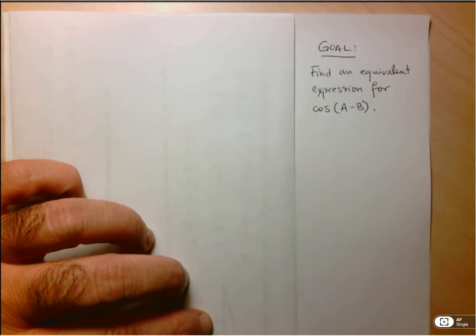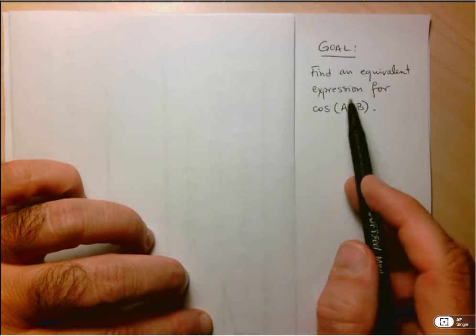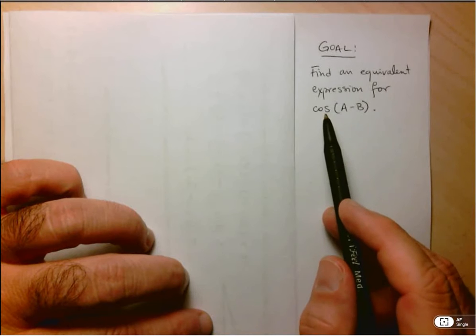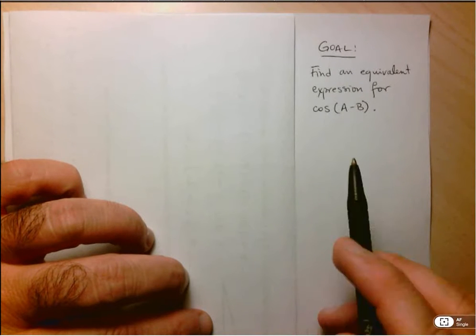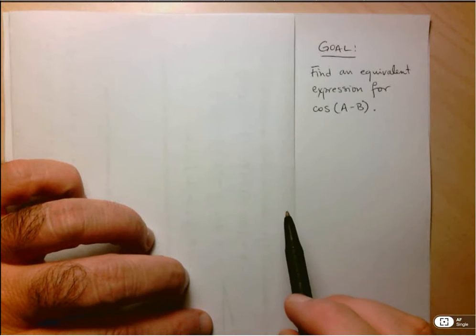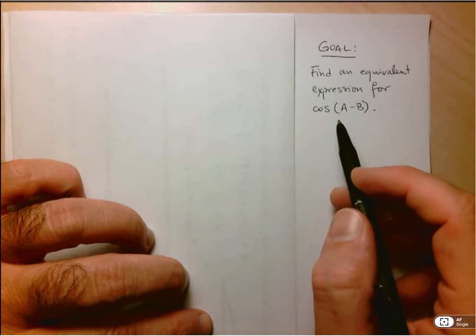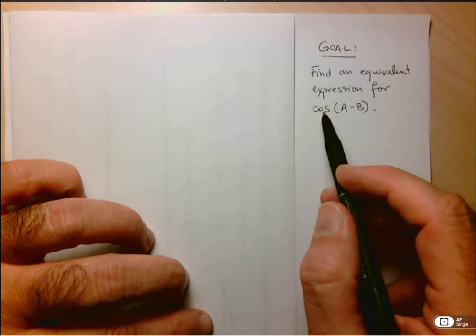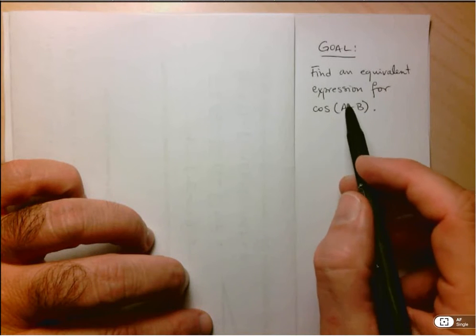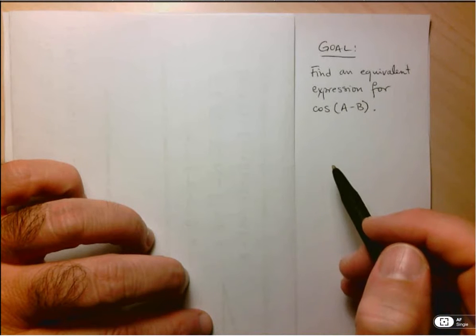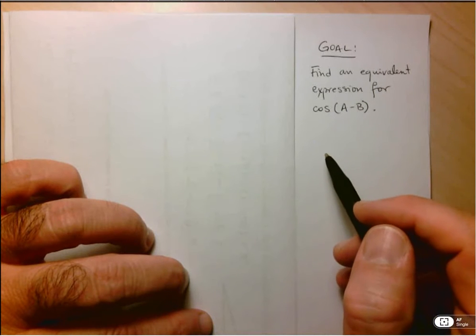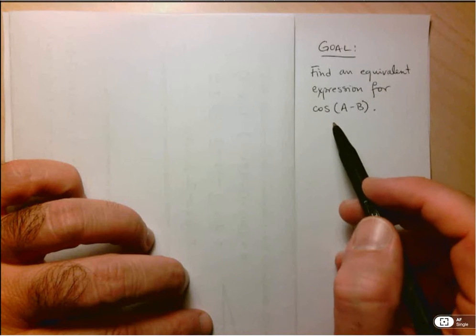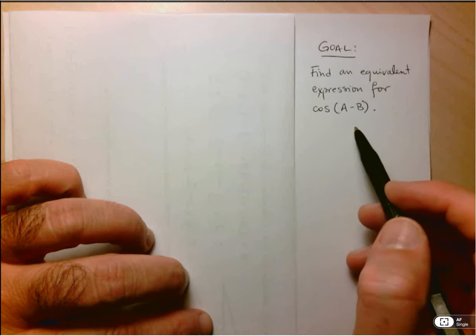Hi folks, our goal in this video is to find an equivalent expression for cos of a minus b. Not surprisingly, this is something we might want to rewrite, presumably in terms of a trig ratio of the individual angles. I suppose in the best of all possible worlds, this would be equal to the cosine of A minus the cosine of B.